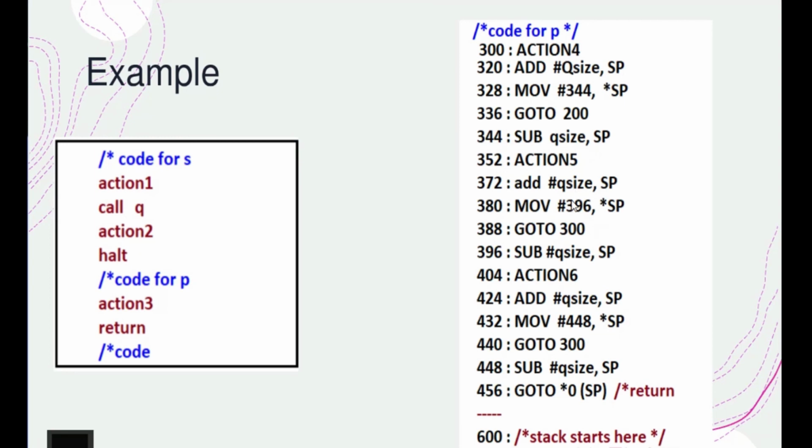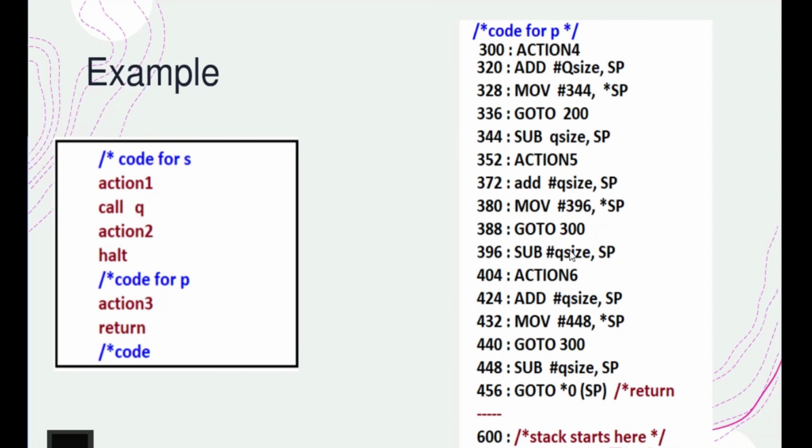Once again we will add Q size comma SP, and we will move some value, we will increment the stack pointer. Then this shows the return address where, after calling the procedure, it has to return. After the procedure is returned, the stack pointer is decremented. And this is for action 6. Action 6 is another call to a procedure.